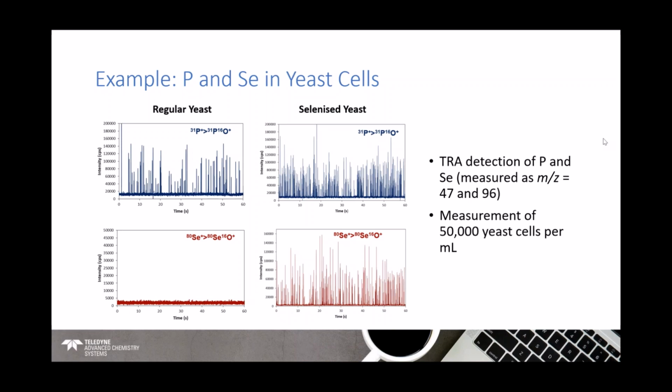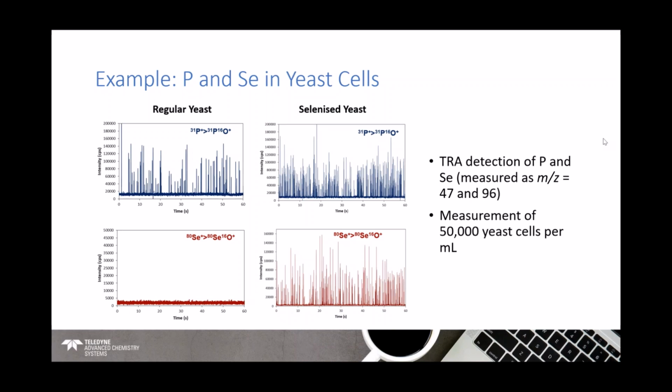The introduction of different kinds of yeast cells here. So this is time-resolved analysis detection of phosphorus and sulfur at a mass-to-charge ratio of 47 and 96. This is yeast where this has been confirmed by flow cytometry. You have 50,000 cells per milliliter. Now these are being introduced through the MVX and the glassware.